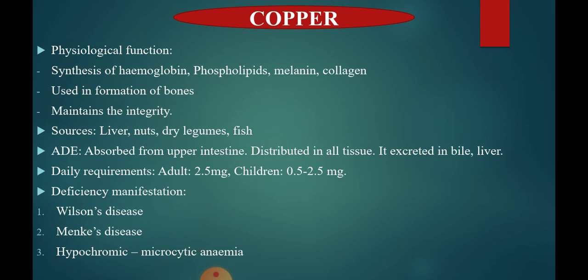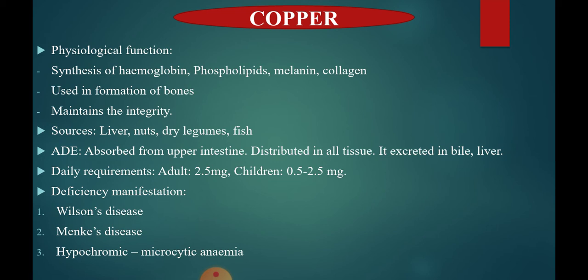Next trace element is copper. Its physiological functions: it is required in small amounts for the synthesis of hemoglobin, and required for the synthesis of phospholipids, melanin, collagen. It plays a vital role in formation of bones. It maintains the integrity of the myelin sheath in the nerve fibers. Sources for copper are liver, nuts, dry legumes, fish, etc.